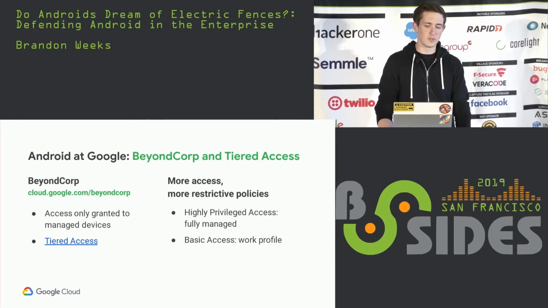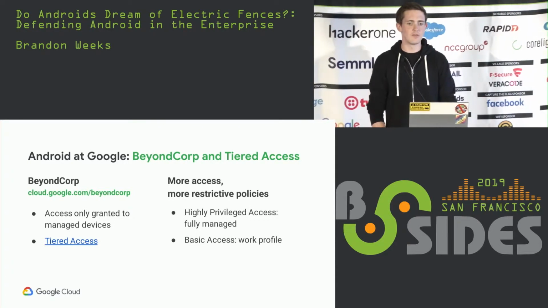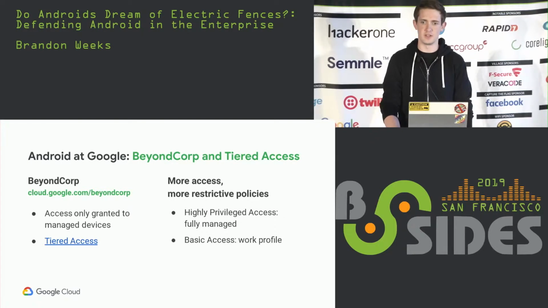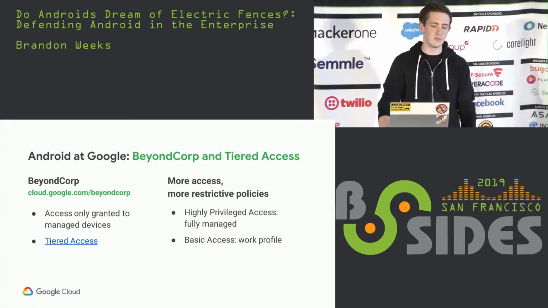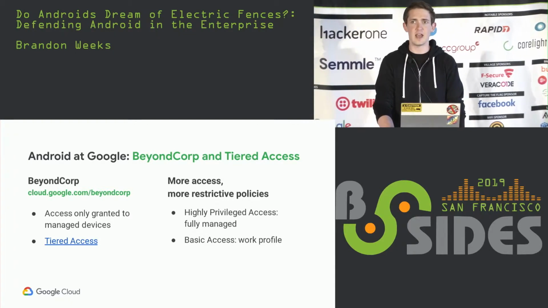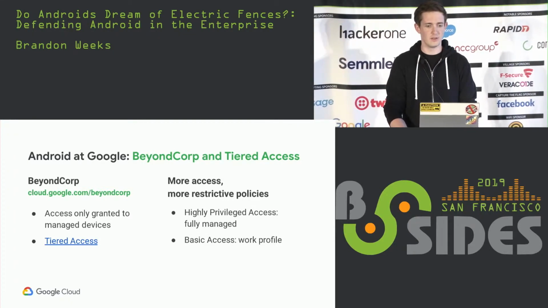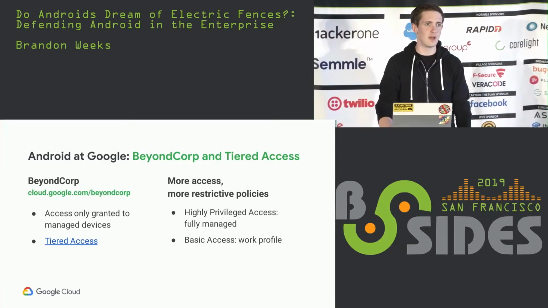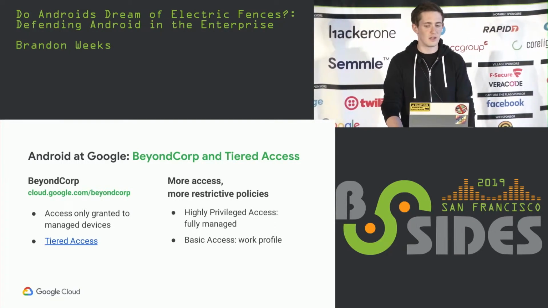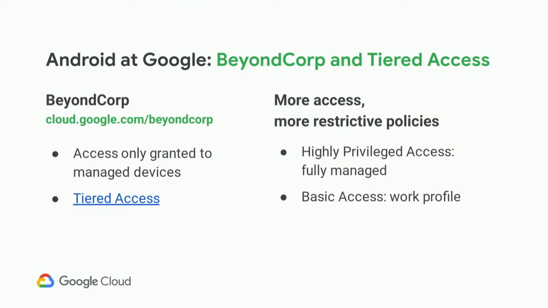The BeyondCorp security model allows us to associate every request with the device it originates from. A device must be present in our inventory system and under management before it can access any resources at the company. BeyondCorp also allows us to progressively increase the amount of access a device has based on the security properties of the device, a concept we call tiered access.